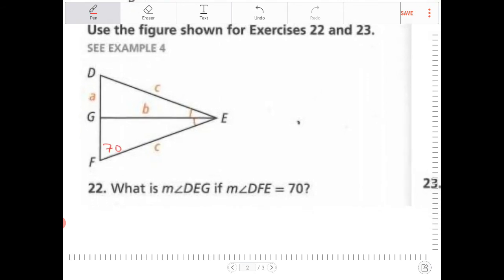It says that these two angles are bisected, right? And since these are both sides C here, that means these two sides are the same. That means this angle here must be 70. That means this is an isosceles triangle. So let's call this x and x, right? So 2x plus 70 is equal to 180. 2x plus 140 is equal to 180. 2x is equal to 40. Divide by 2, x is equal to 20. So that means this is going to be 20 apiece.